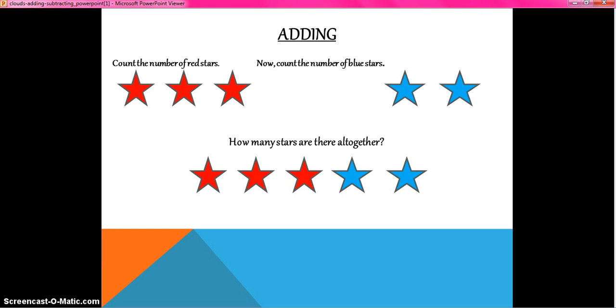To get the answer to this question, 3 red stars plus 2 blue stars, you have to add all of the stars that you see on the screen. Here, let's count them together. 1, 2, 3, 4, 5. There are 5 stars altogether. This means that 3 red stars plus 2 blue stars equals 5 stars.